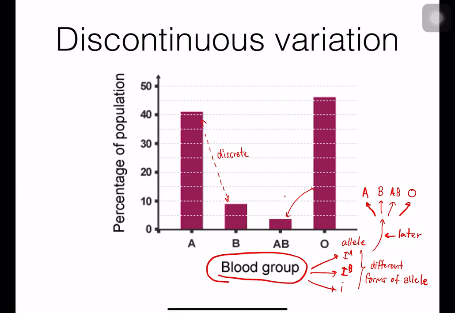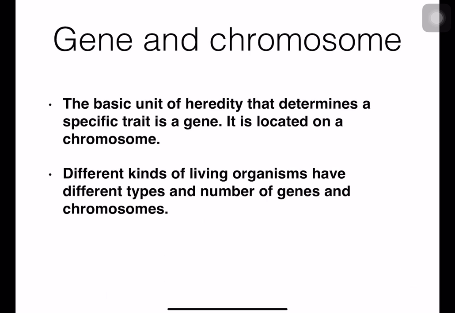Okay. And the next word that you may confuse is gene. What is a gene? The basic unit of heredity that determines a trait. Any trait, we call genes. And the genes are always located in the chromosomes. The gene is a code for heredity, but the chromosome is an object that you can touch.